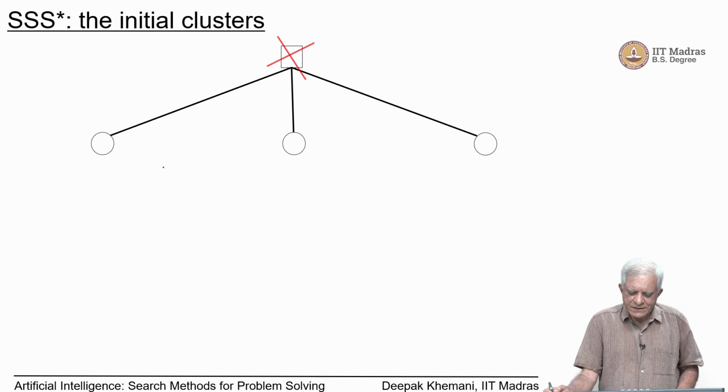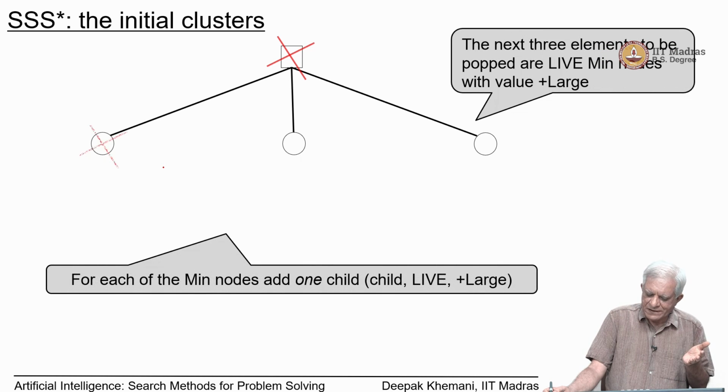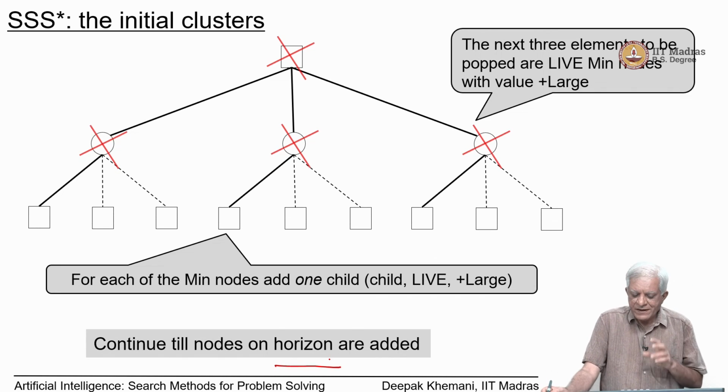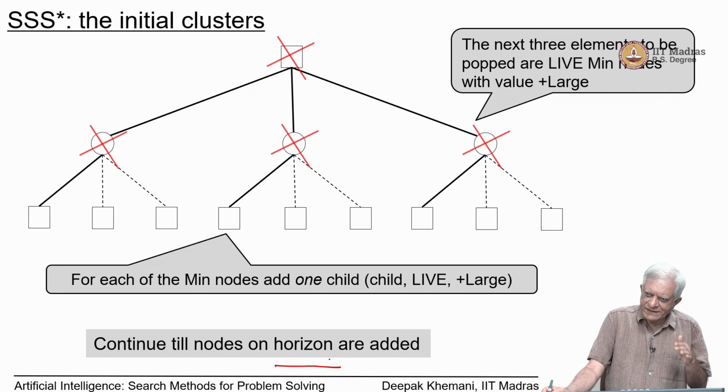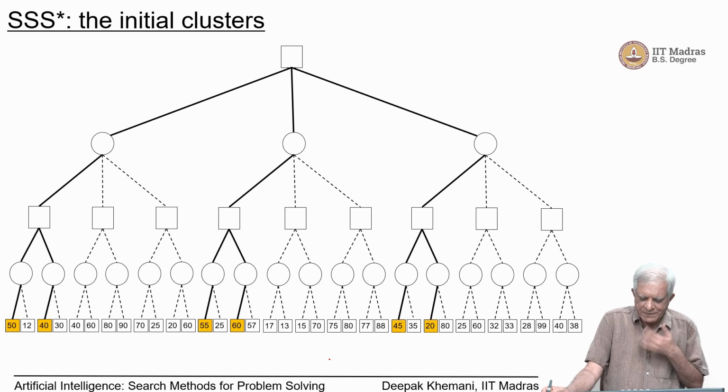Then the same thing happens at the next level. The next 3 elements we popped are live nodes, and these are min nodes with a value of plus large. For each of these min nodes, we add one child, which is a live child with a value of plus large. At the horizon, things change, because of the test: if it is a terminal node and it is a live node, then replace it with its evaluation function value, or at least a minimum of h and n value. And that is what happens in this example here.